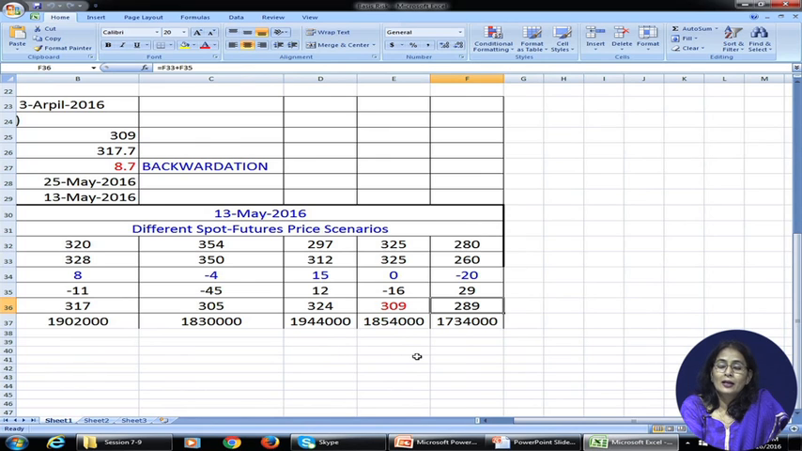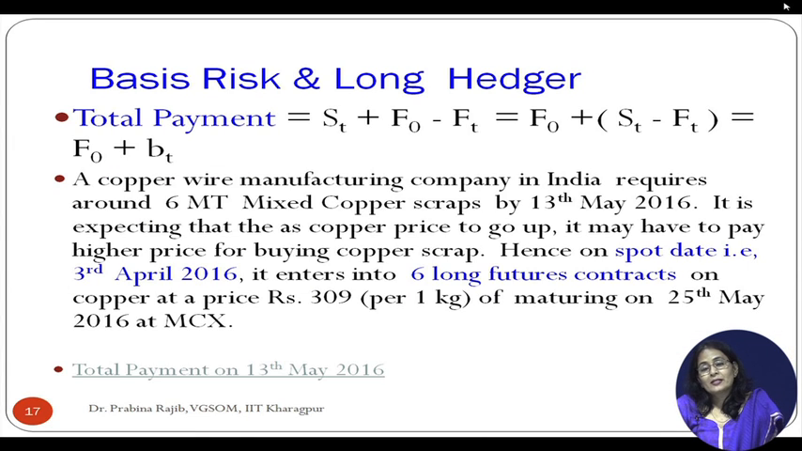So with this discussion, we come to an end on our understanding of basis risk. Let me repeat that in case of a forward contract, the counterparties are exposed to credit risk or counterparty risk. In case of a futures contract, the counterparty risk is not there, however they are exposed to another kind of risk which is known as basis risk. And how does a basis risk affect a futures position holder? They may end up paying a very high price or low price depending upon how the basis has changed from the contract initiation date to contract squaring up date.